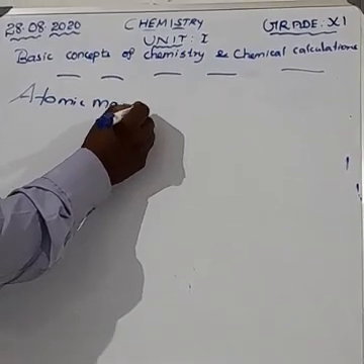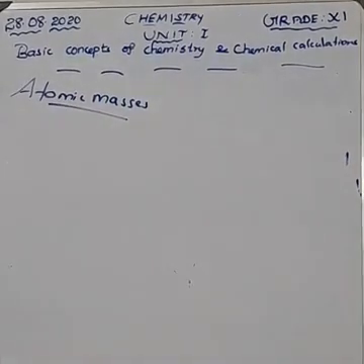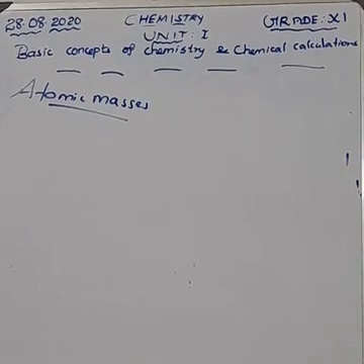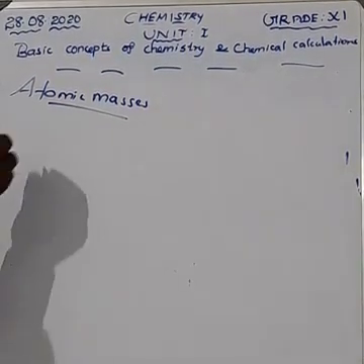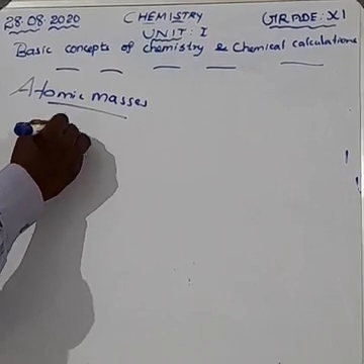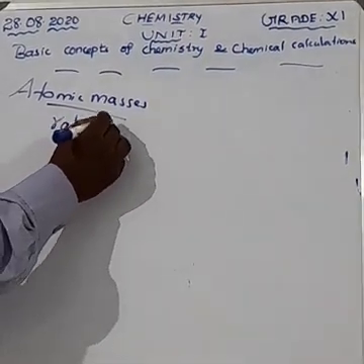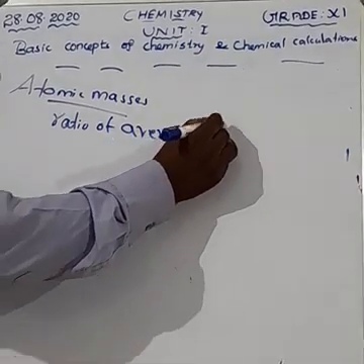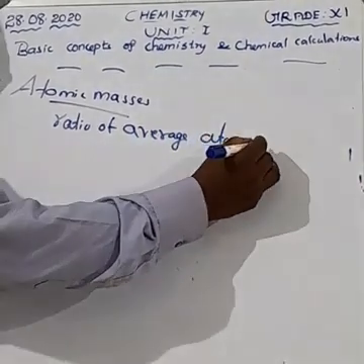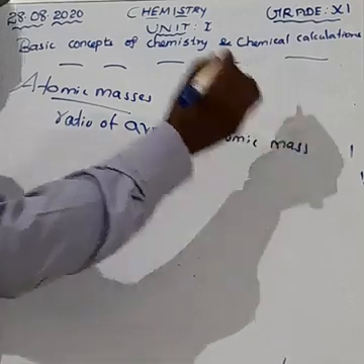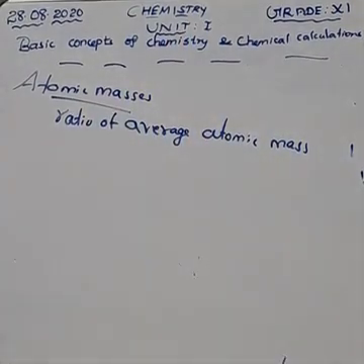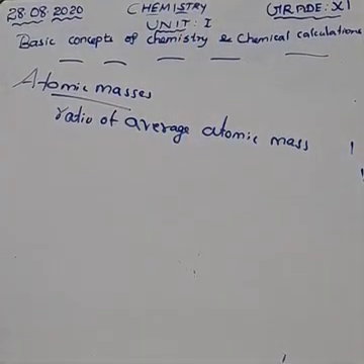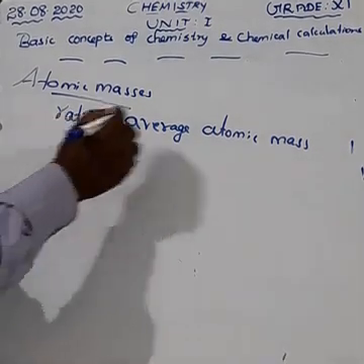Atomic masses. Here, it is defined as the ratio of average atomic mass. It is the ratio of the average atomic mass to the unified atomic mass unit.